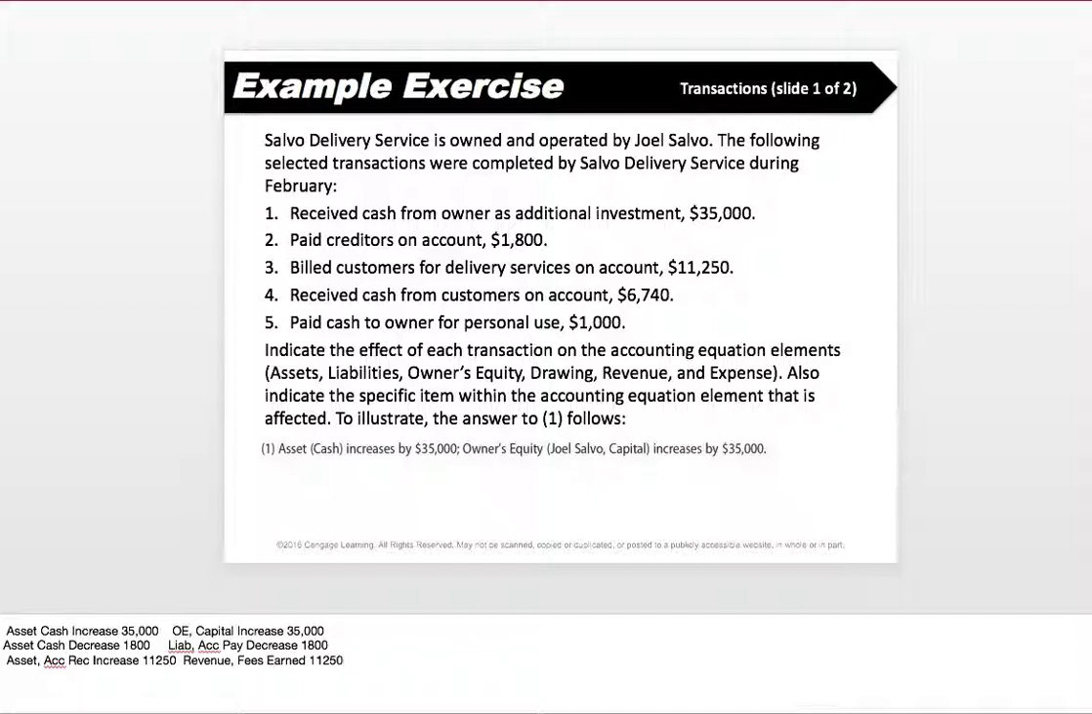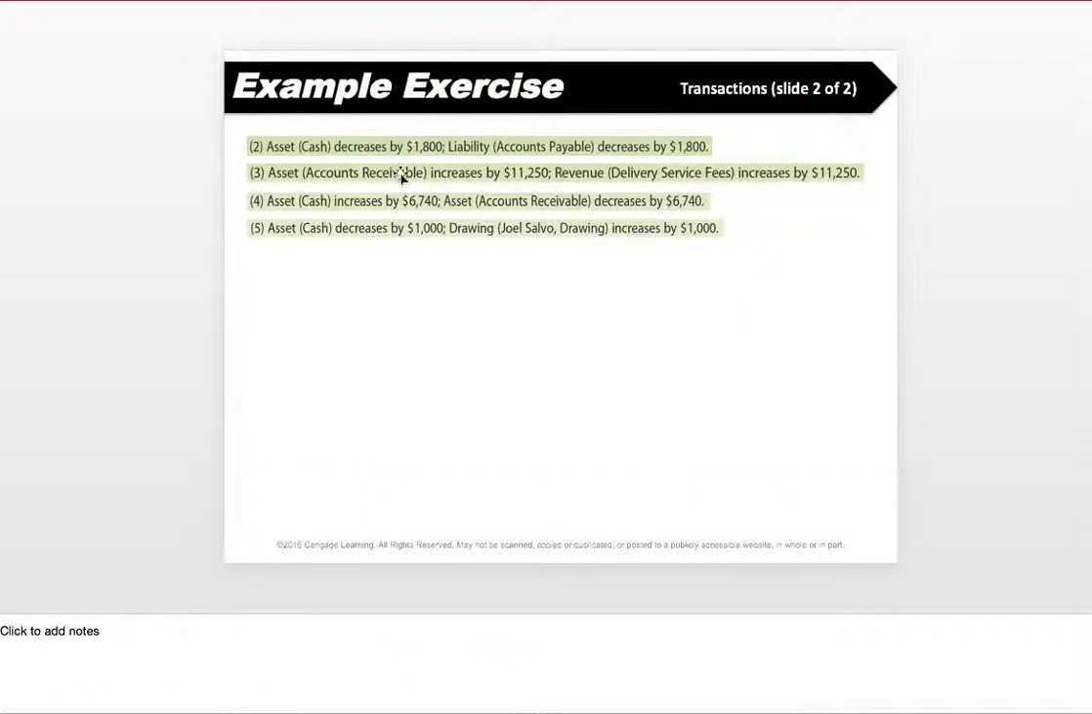$11,250. And if we look on the next slide, it'll actually show you the answers a little bit better. On part 3, you'll see the answer is actually the asset accounts receivable increases, and the revenue account that they're going to use in this example and also in your homework is delivery service fees increases by $11,250.